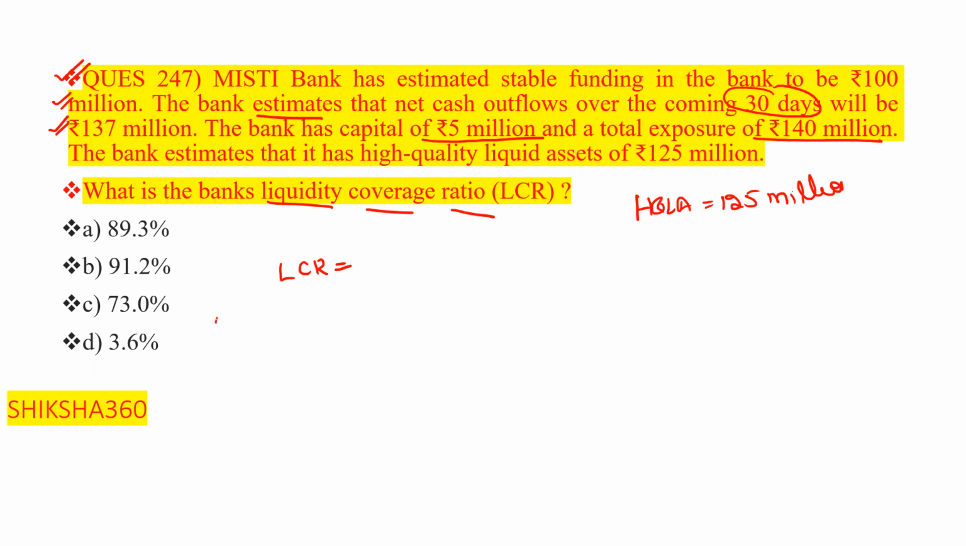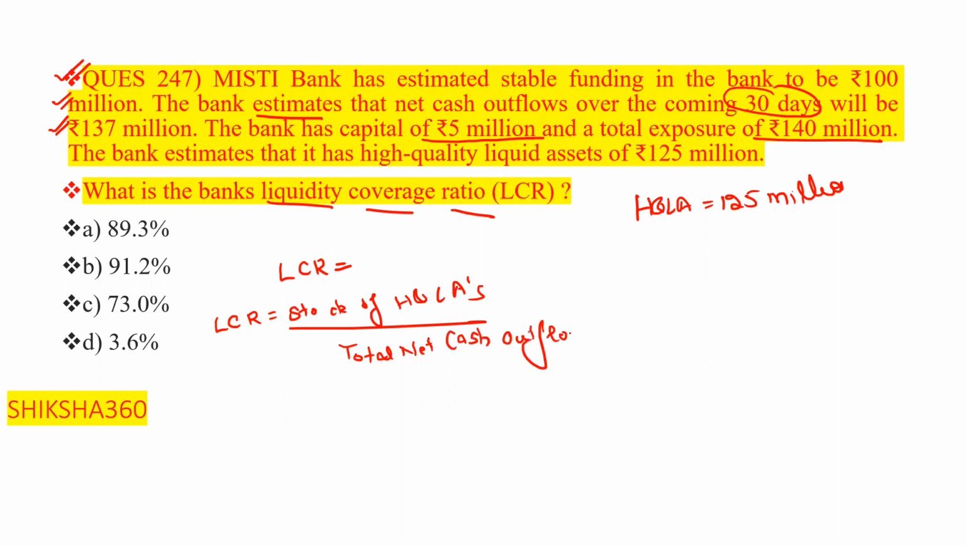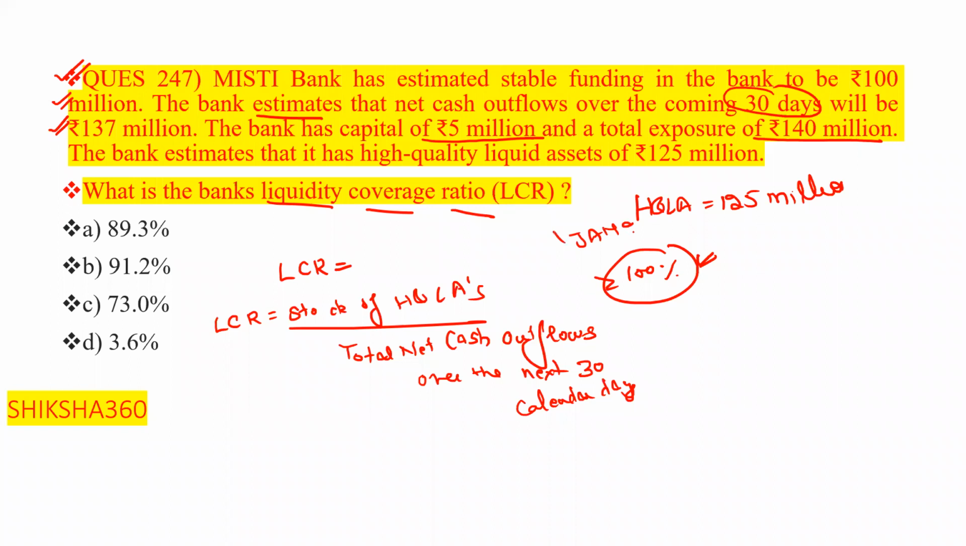LCR is equal to stock of HQLA upon total net cash outflows over the next 30 calendar days. Generally, it should be greater than or equal to 100%. And what is the time limit? That is enhanced. Earlier it was January 1, 2019.